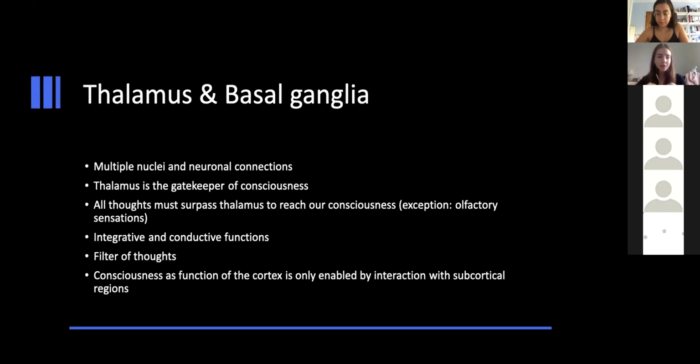So as a short conclusion for this connection with the thalamus and basal ganglia organs, consciousness is not only part of the cortex, but it actually arises only through the connection and communication between the cortex and subcortical regions, such as the basal ganglia and other nuclei.